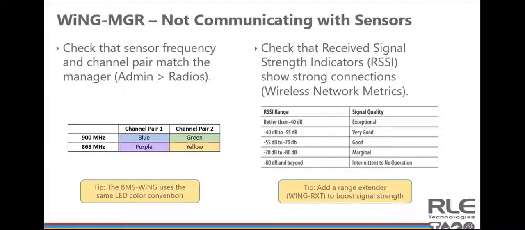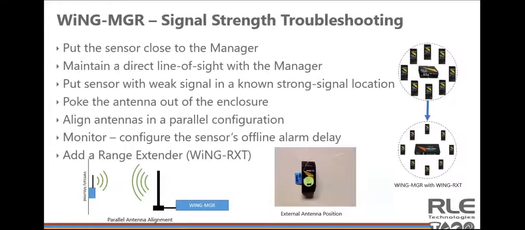Whether that, as you can see here, is channel pair 1 or 2, you also want to make sure it's on the correct radio frequency. Outside of the United States, the 868 megahertz range is common. Inside, it's 900. And we haven't had any issues with stuff changing, but keep that in mind. Sometimes if you reset a sensor, you will have to change the channel pair before it will communicate.